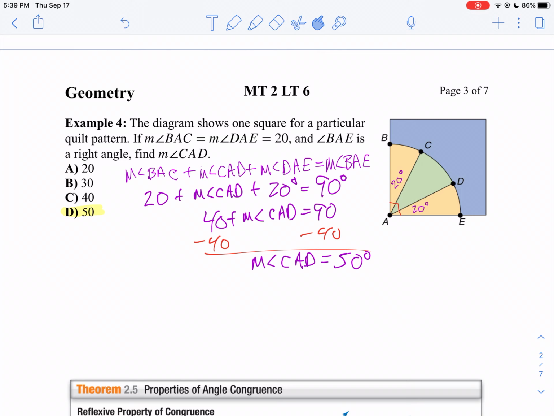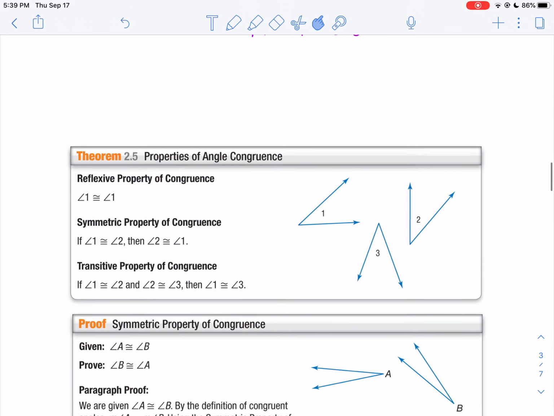Just like segments, we have the reflexive property of congruence. So an angle is always congruent to itself. The symmetric property of congruence, you can flip the sides. If angle 1 is congruent to angle 2, then angle 2 is congruent to angle 1. And the transitive property of congruence: angle 1 is congruent to angle 2, and angle 2 is congruent to angle 3. Therefore, angle 1 is congruent to angle 3.